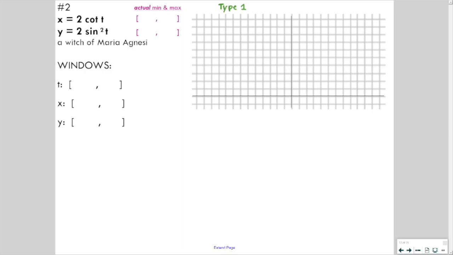So that means that the window range for t is 0 to the biggest period, in this case 0 to pi. Then we go in with the actual mins and maxes for x and y. So if we're looking at cotangent here, 2 cotangent t, the maximum and the minimum for cotangent is negative infinity to infinity. It's all real numbers there. That's different than the last example we did.